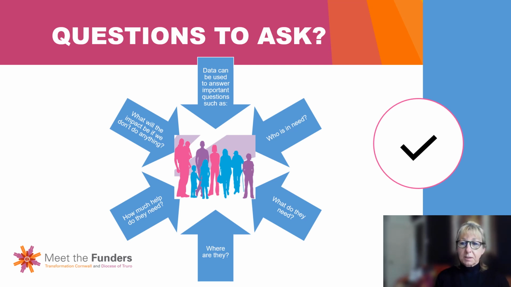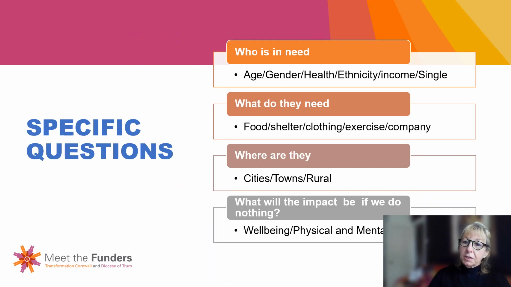Where will you find these people? Is it a local community? Is it across the UK? Are they already linked into other services? That is very important information to get out for yourself, for your project, and also for the funding application that you're making.